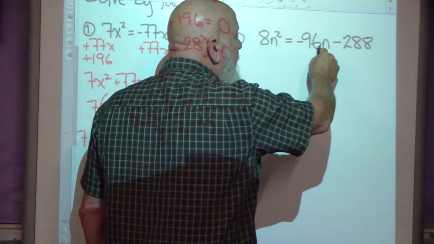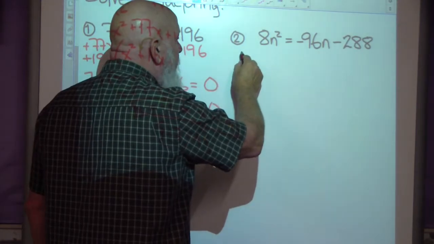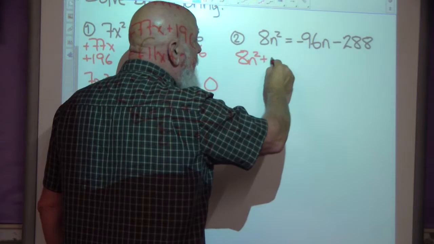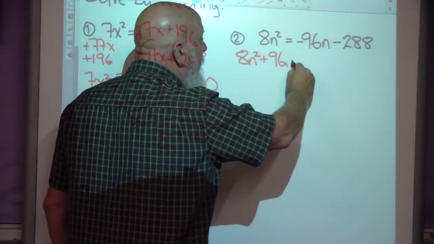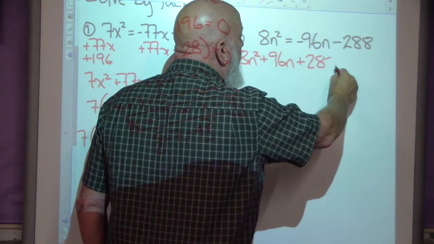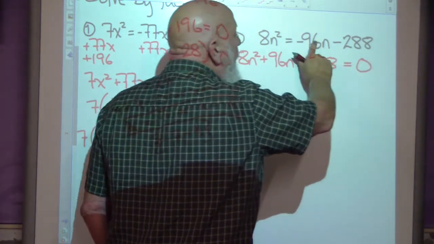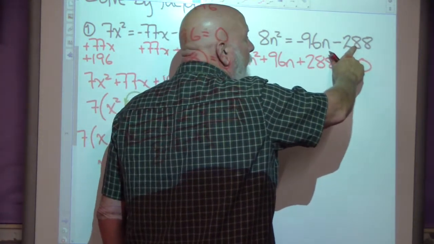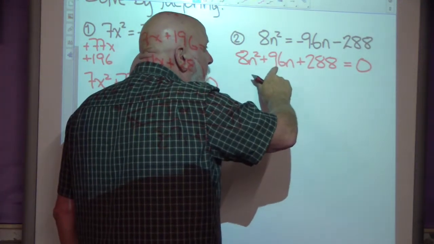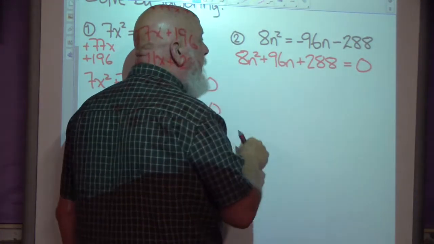If I add 96 to both sides and add 288 to both sides, on the left side I'll wind up with 8n squared plus 96n plus 288 equals, and on this side I'll have a 0. Because I added 96n here and I added 288 here, that turned into 0. I added 96n here and 208n on this side, and the left side looks like this.